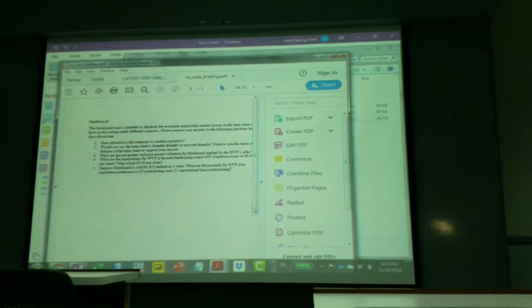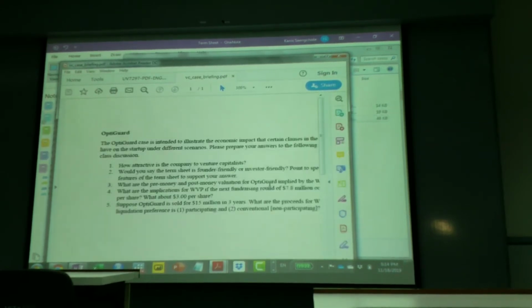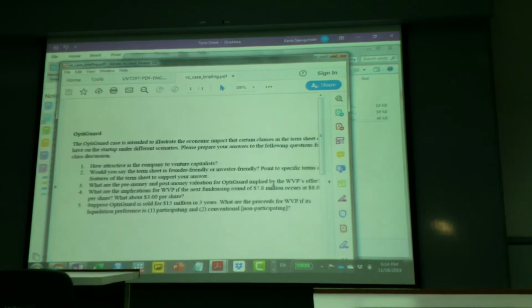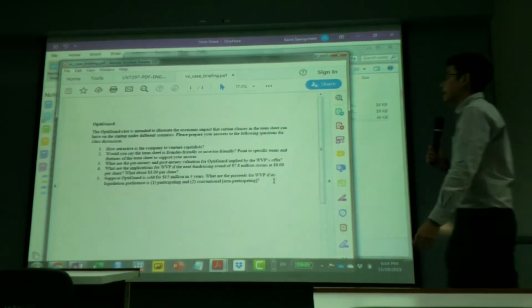I sent this to the line group last time about this. Essentially, it will be a calculation case. I want you to also think about it from the business perspective too.